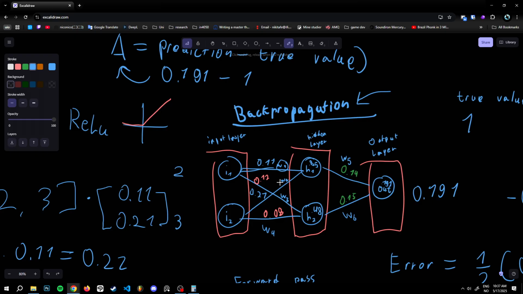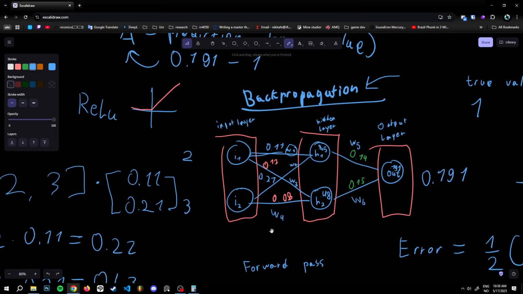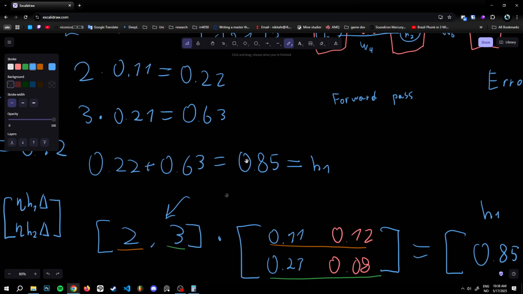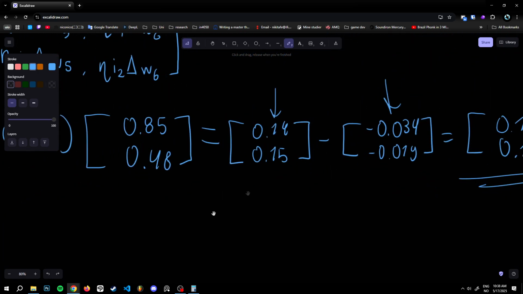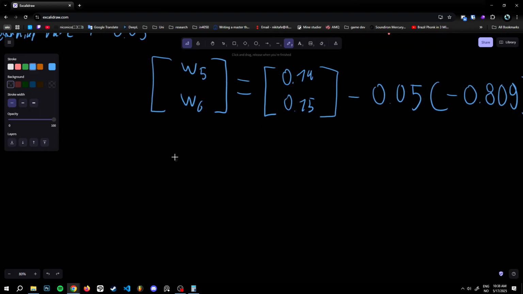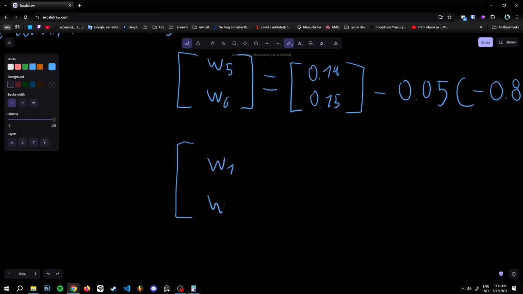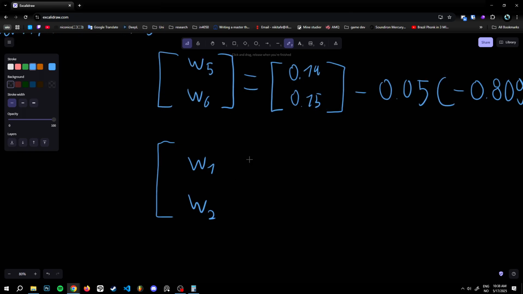You want this neural network to fit to whatever you're giving it. Here we calculated the weights for the first two. Now we need to calculate the weights for these. And holy moly, we are so close, guys. Don't worry, we are very close to finishing this off. Okay, so we have weight 1, weight 2.